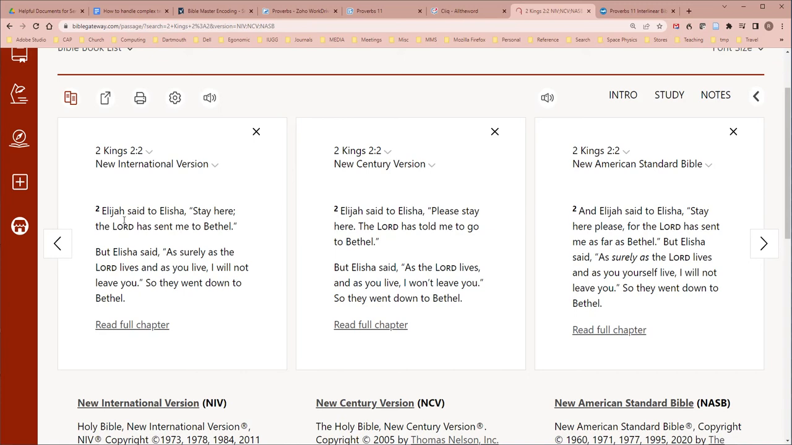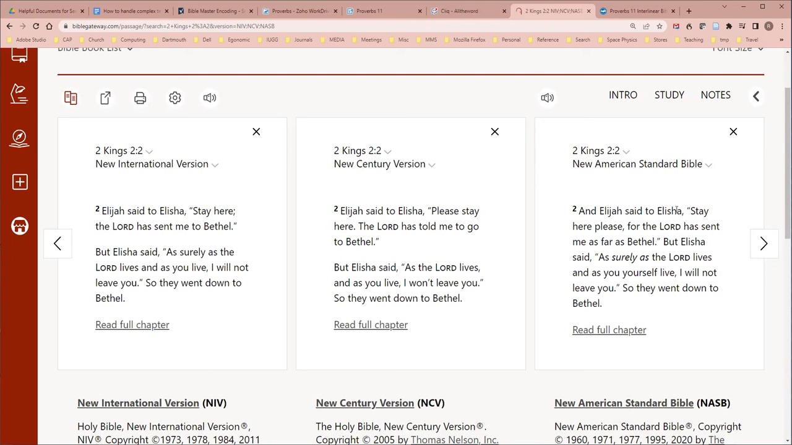Okay, it says, Elijah said to Elisha, "Stay here. The Lord has sent me to Bethel." Okay, so let's do that sentence first. In the NCV, it says, Elijah said to Elisha, "Please stay here." Same thing. The Lord has told me to go to Bethel. And then, and Elijah said to Elisha, "Stay here, please, for the Lord has sent me as far as Bethel."